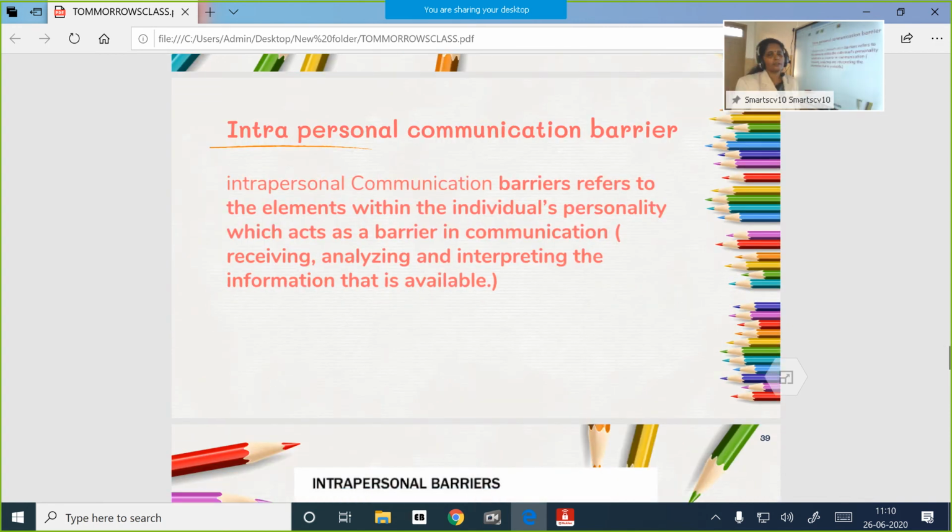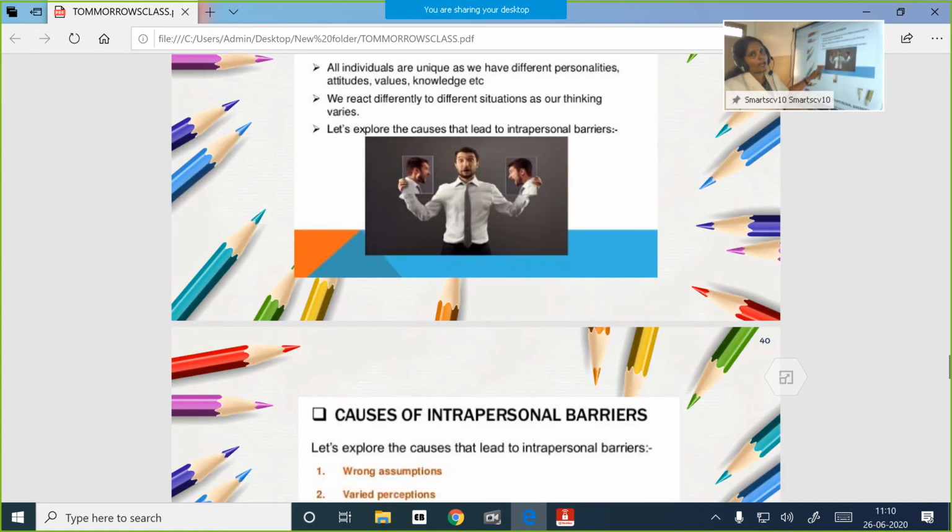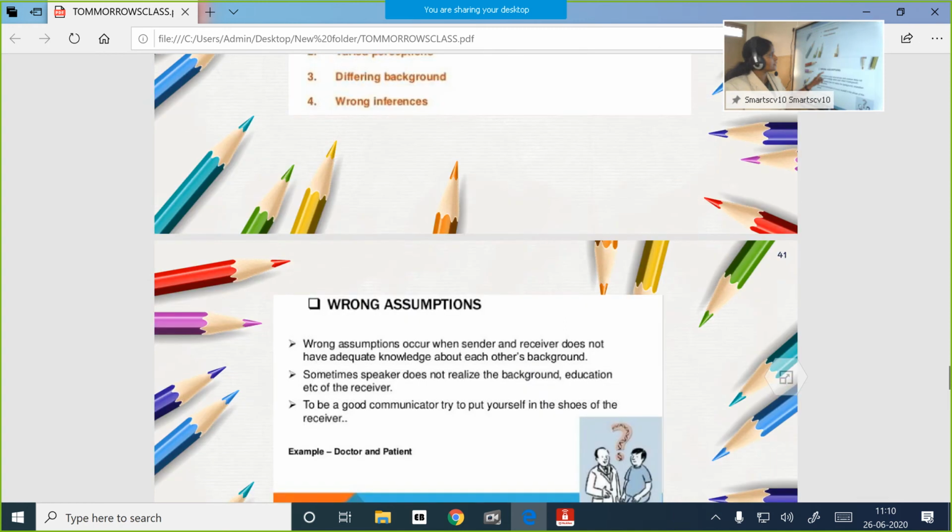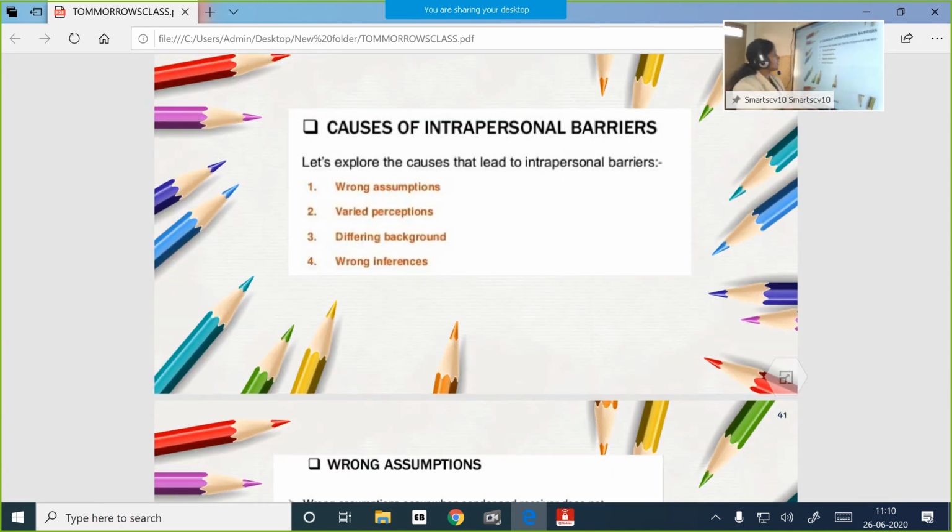Intrapersonal barriers are due to all this. Understood? We have our own perceptions, our own point of view. We have our own backgrounds, as I told you. Then we have wrong inference, whether the other people will take us correctly or not. All this is part of the intrapersonal communication barrier: wrong assumption, varied perception, differing background, wrong inference. All of these are part of intrapersonal communication barriers.